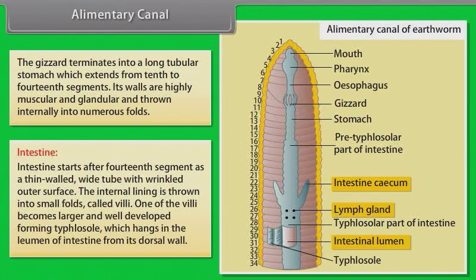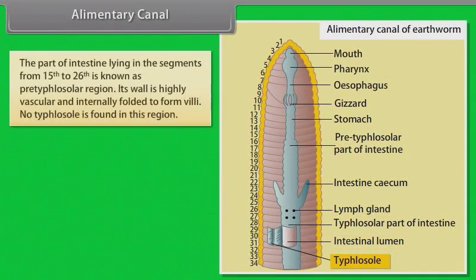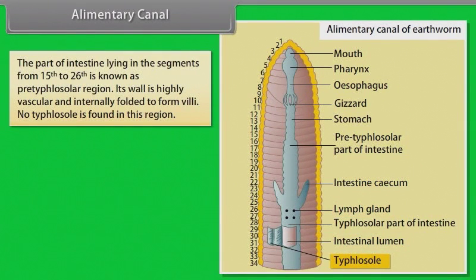Intestine. The intestine starts after the 14th segment as a thin-walled white tube with a wrinkled outer surface. The internal lining is thrown into small folds called villi. One of the villi becomes larger and well-developed, forming the typhlosole, which hangs in the lumen of the intestine from its dorsal wall. The part of the intestine lying in the segments from 15th to 26th is known as the pretyphlosolar region. Its wall is highly vascular and internally folded to form villi. No typhlosole is found in this region.